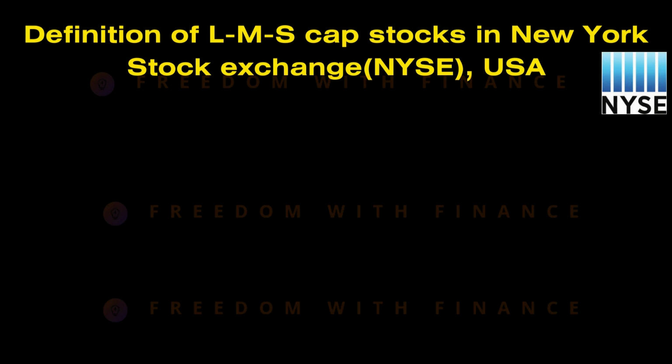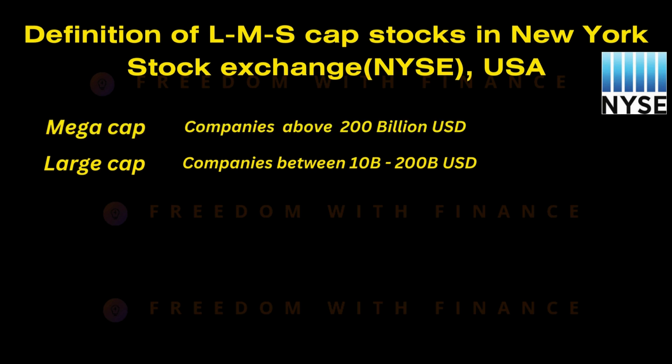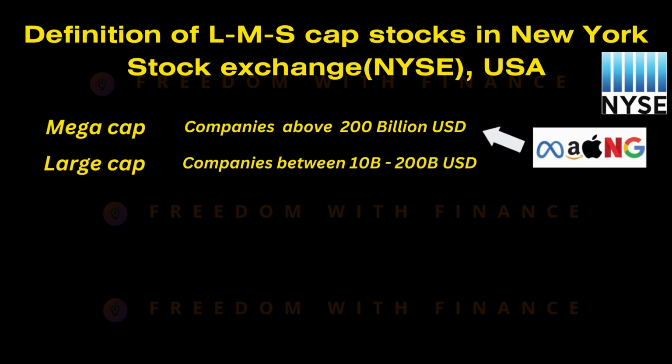So as per the stock exchange regulatory board, the large cap companies are those that are valued between 10 billion to 200 billion US dollars. The ones above this 200 billion are referred to as the mega cap companies, which only exist in the New York Stock Exchange at the moment. And this is where the MANG companies, Meta, Amazon, Apple, Netflix, Google, all fall under this mega cap.